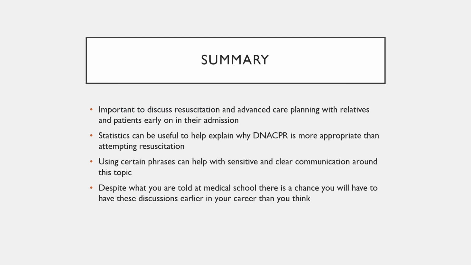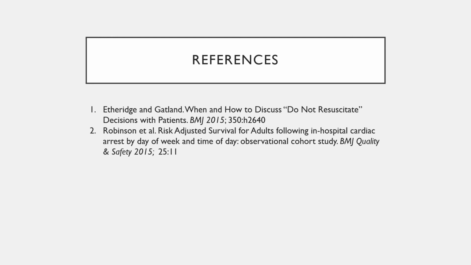So just to summarize, like I've touched on already, it's obviously important to discuss these things with patients and relatives early on. Often you can use these statistics, which can help to explain why it's better not to attempt resuscitation. You can use certain phrases and techniques of communicating well. And like I touched on, I think despite what you're told at medical school, there is a chance you will have to have these discussions. I'm not saying obviously that there's going to be another pandemic, but you never know. So I think it's good to be prepared and have at least some phrases that will help you to have these discussions.